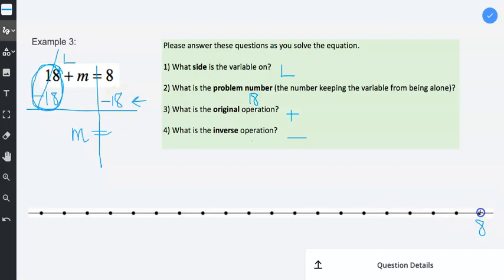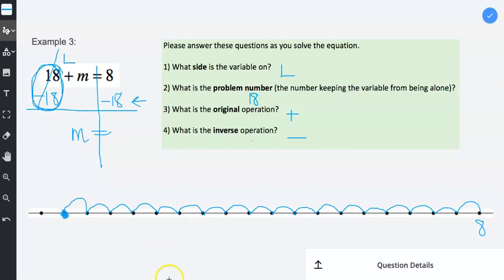So I'm just going to count 1, 2, 3, 4, 5, 6, 7, 8, 9, 10, 11, 12, 13, 14, 15, 16, 17, 18. So this is going to be the number that is my answer.